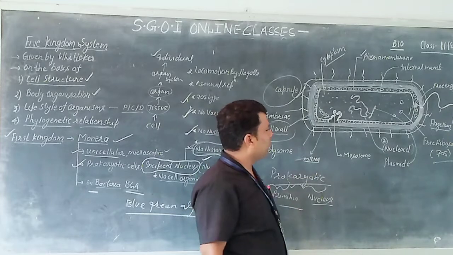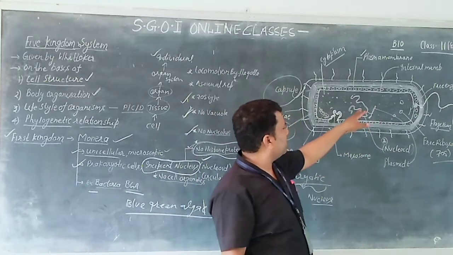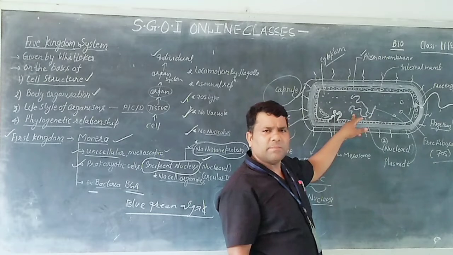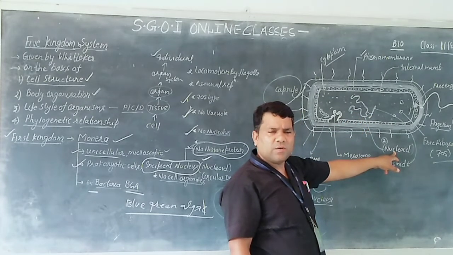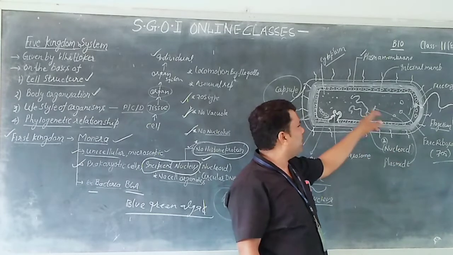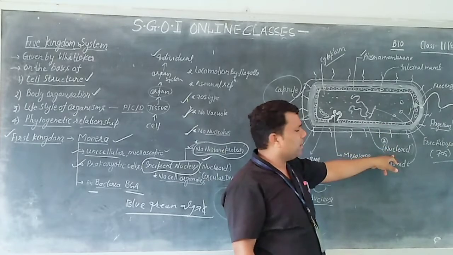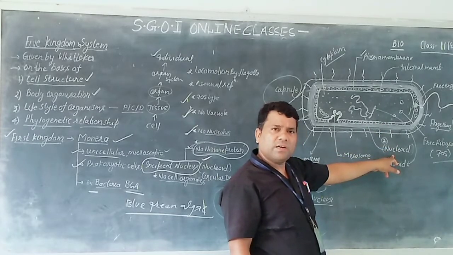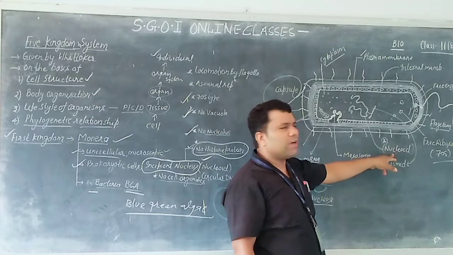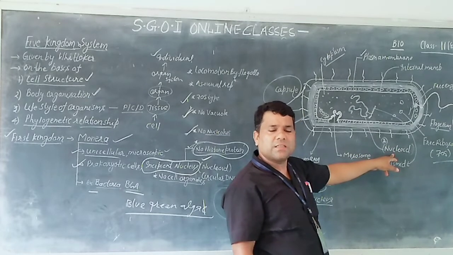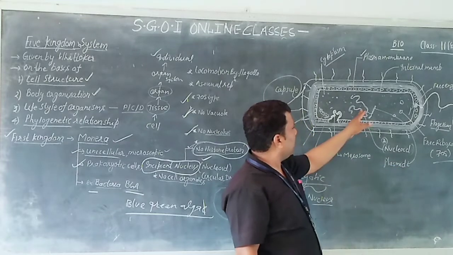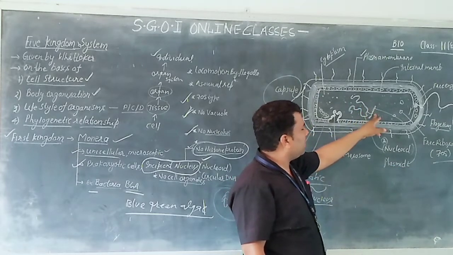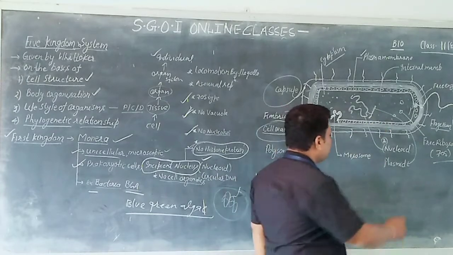Now this one is the genetic material of the bacterial cell, and it is particularly called the nucleoid. The DNA or chromosome of bacteria is called the nucleoid. And you know that in bacteria only one chromosome is found, and this nucleoid is a type of circular DNA. In addition, another genetic material is also found, known as the plasmid.